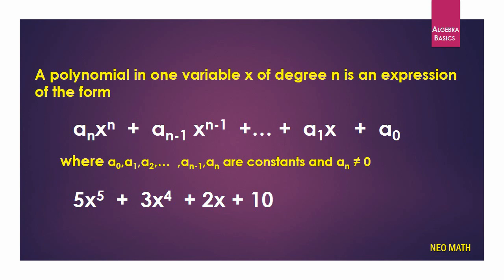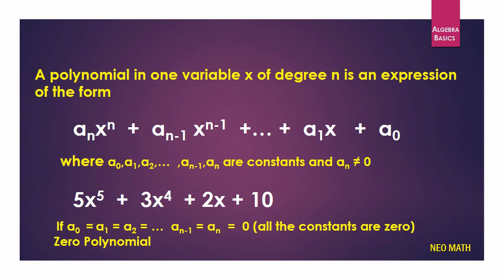Clear? So if a0 is equal to a1 is equal to a2 is equal to a n minus 1 is equal to a n, that is, the numerical coefficients of all the terms are 0, then it is the zero polynomial. Clear, children?